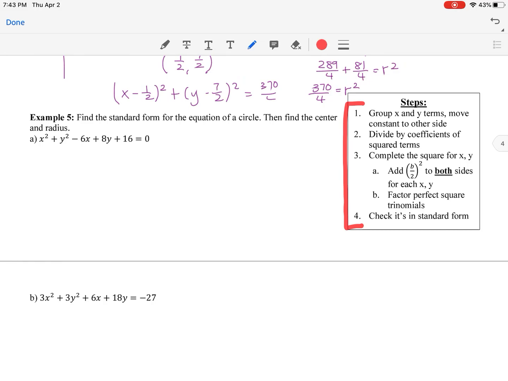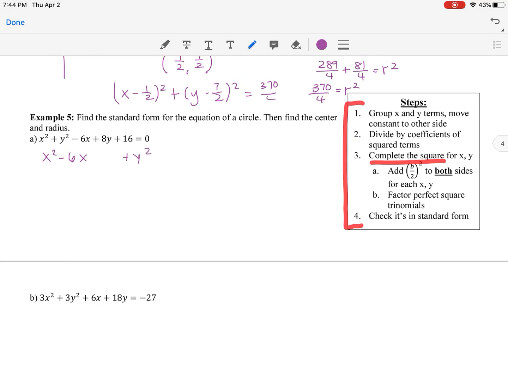In general, we're going to want to put the x's and the y's together and move the constant to the other side. If there's any coefficient in front of your x squared or y squared terms, you want to divide by that. And then we're completing the square. So whether you use the b divided by 2 squared, or you remember how you do the box and figure out what number completes it, you're going to have to know that a lot for this unit on conics.